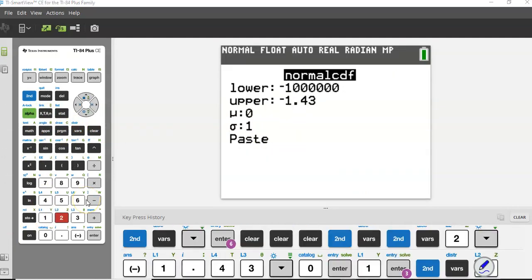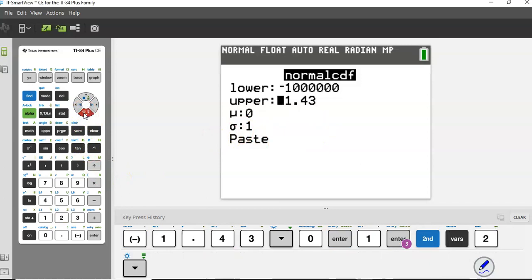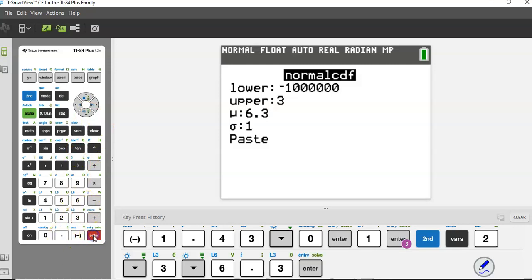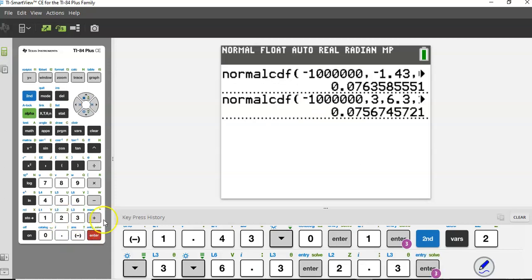So what I'd like to show you guys now is if you did this with just the numbers that are there without standardizing it, i.e. without the z-score, okay? So here the lower bound would still be negative 1 million, right? But our upper bound would be the 3, okay? So we're going to put the 3 in here. And remember, our mean was 6.3, so we're going to put our 6.3 here. And then we're going to put our standard deviation, which was 2.3, okay? So we click enter here again. So notice this is a little different, okay?